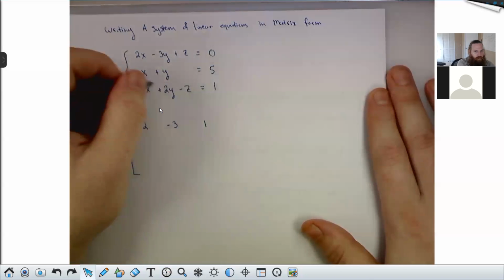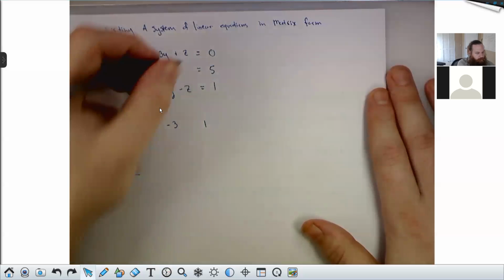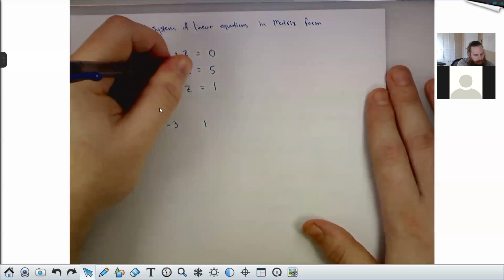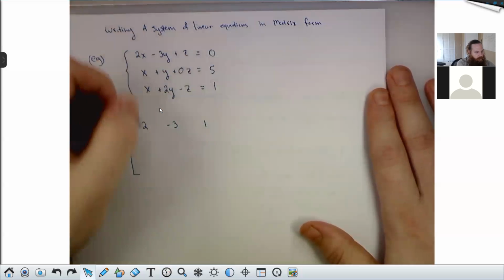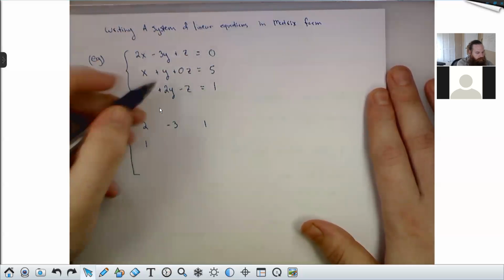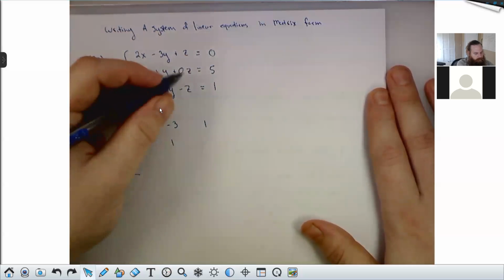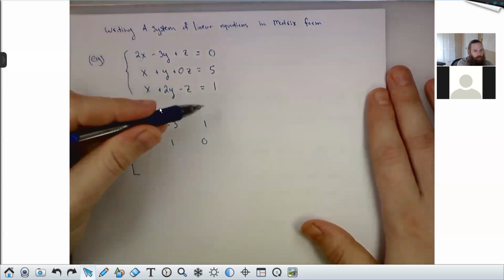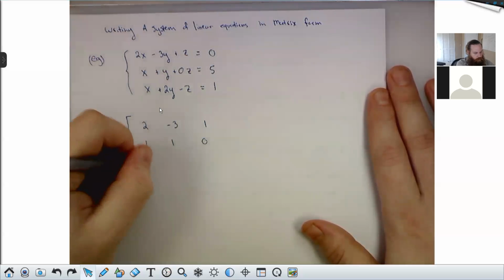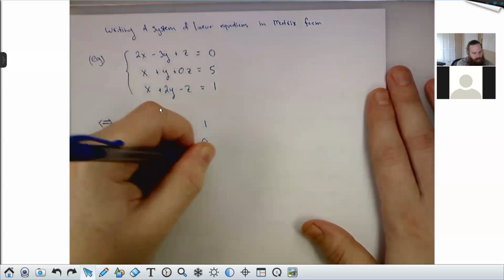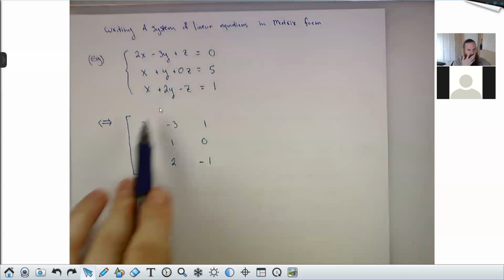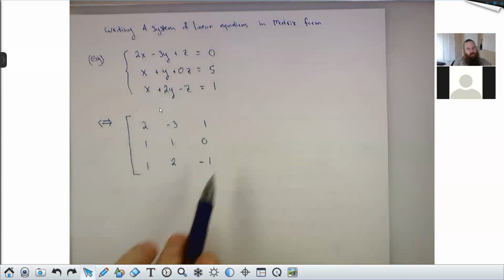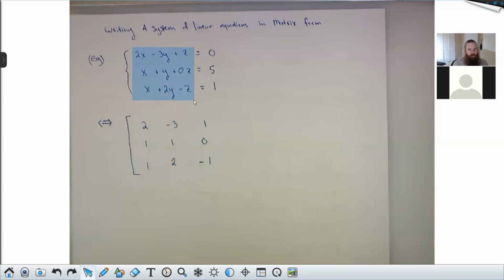And then the second equation, x plus y equals 5, you can think of there as being a hidden 0z here. So that would be 1 from the x, 1 from the y, 0 from the z. And the third row would say 1, 2, -1. So this is what's called the coefficient matrix. It's the matrix, the rectangular array, made up of the coefficients from the system.